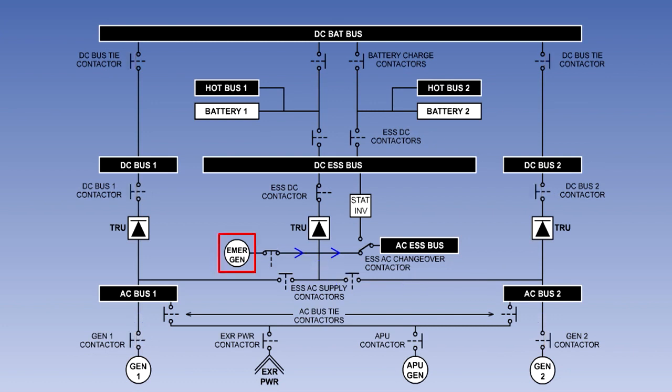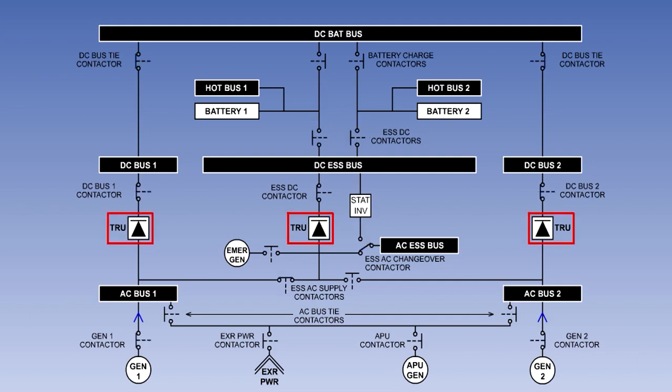If neither of these bus bars is available, then the emergency generator, driven by a hydraulic motor, supplied from the aircraft's hydraulic system, can be used. Finally, if hydraulic power is not available, the static inverter supplied by the batteries through the DC essential bus bar can be used to power the essential AC bus bar.